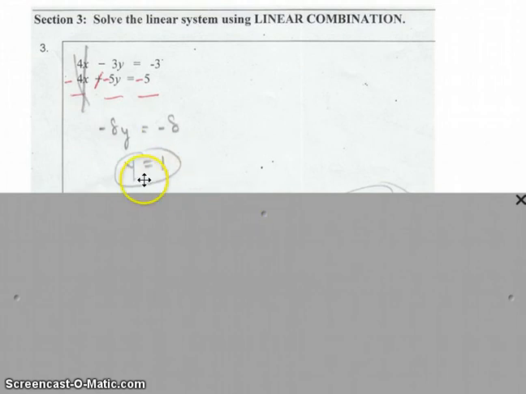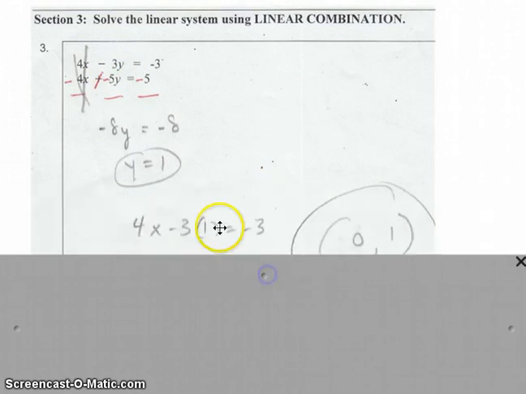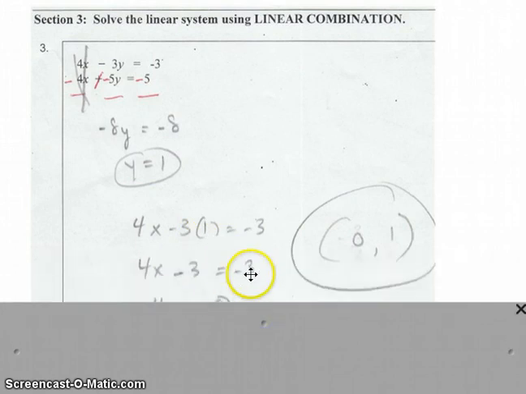Now that I know one of the two letters, y equals 1, I can plug it back into either one of these two equations. I ended up choosing to plug it back into the top one. 4x minus 3, well, I'm not going to say y, I'm going to say 1. 4x minus 3 times 1 equals negative 3. That's 4x minus 3 there, right? Equals negative 3. Now add that 3 to both sides, and I've got 4x.